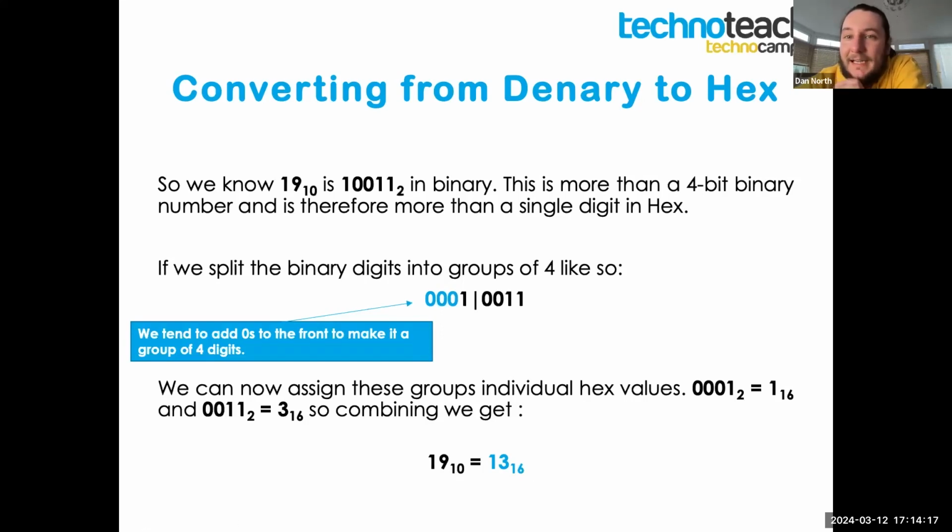Remember what I said about not, oh, sorry, I completely lost my train of thought. Not calling it 13. It's not 13. 13 is a decimal number. It is specifically a word for a decimal number. This is 13 hexadecimal.